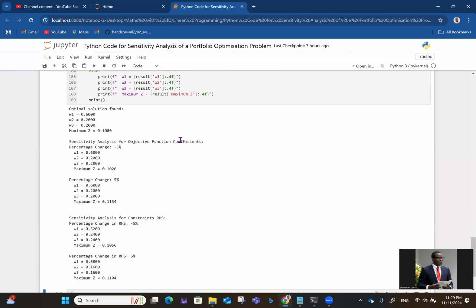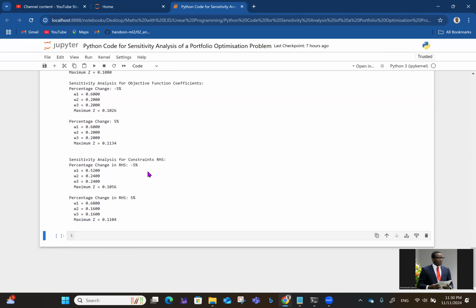Now, sensitivity analysis for the objective function coefficient. Imagine the percentage change is -5%. That is when you reduce the coefficient by 5%, then you see the values W1, W2, W3 remain the same. Even when you increase, it also remains the same, except that there'll be a slight decrease for -5%, and a slight increase for +5%, just like what we got in the previous video.